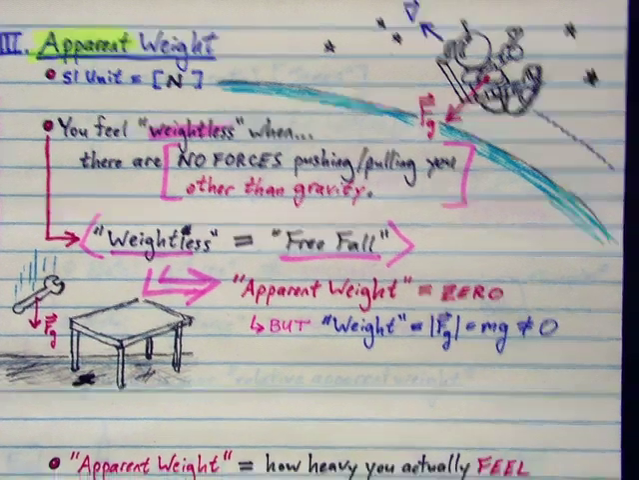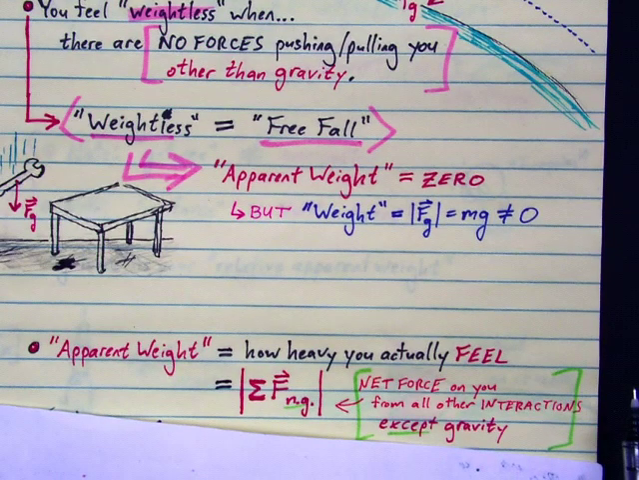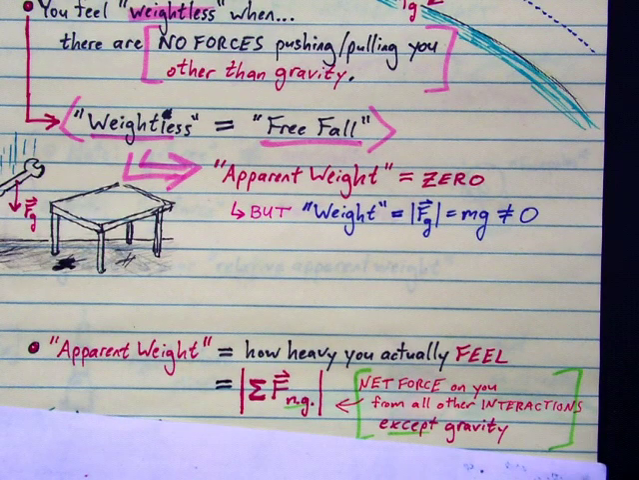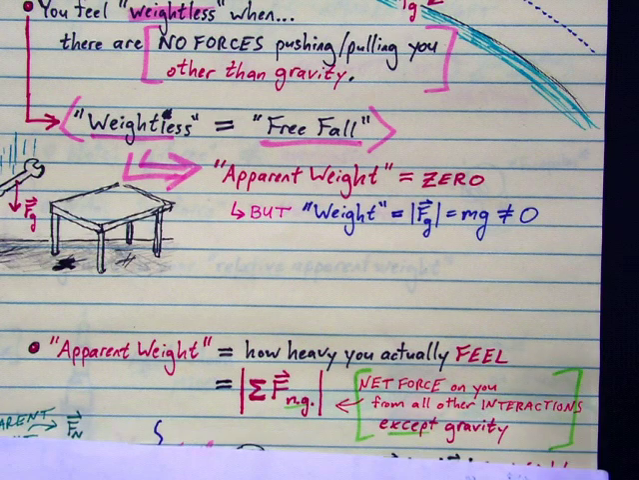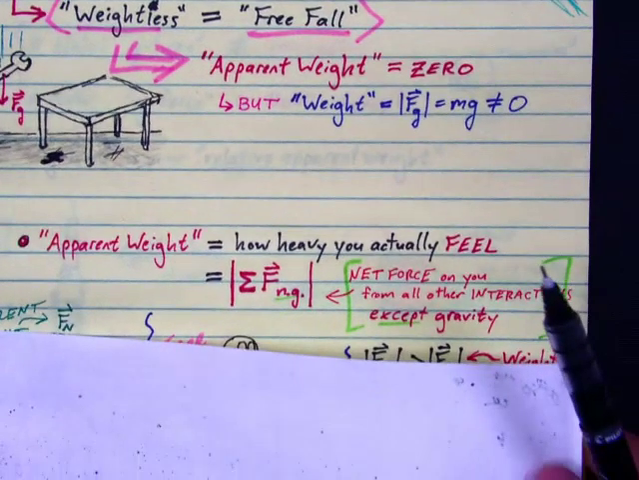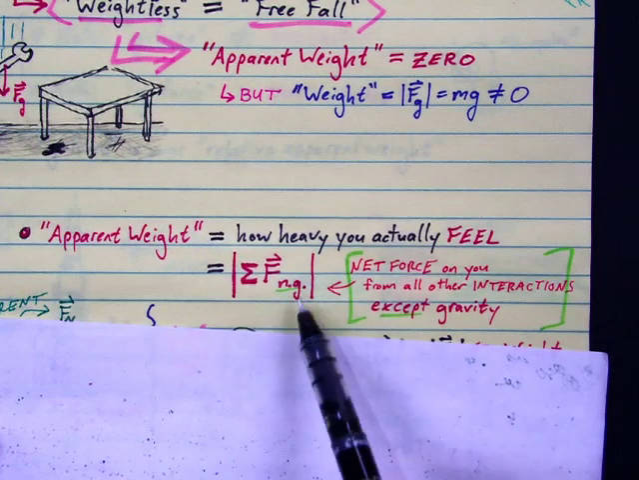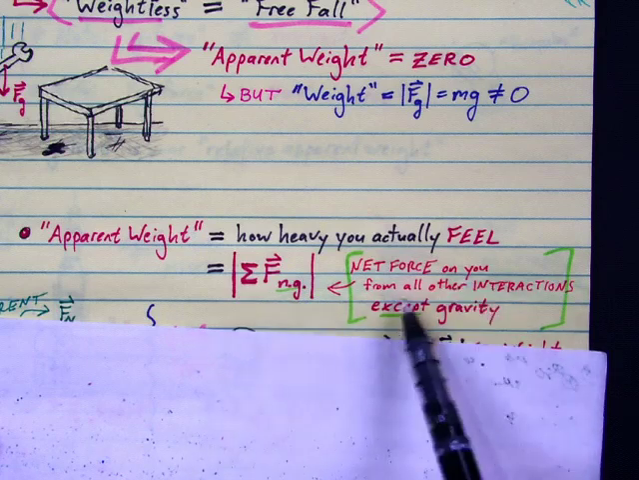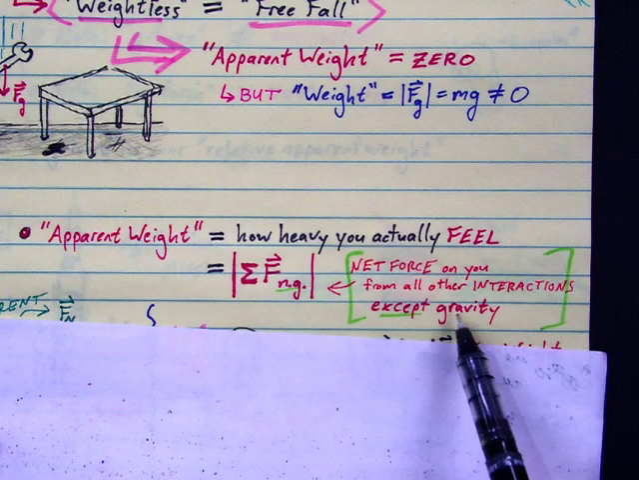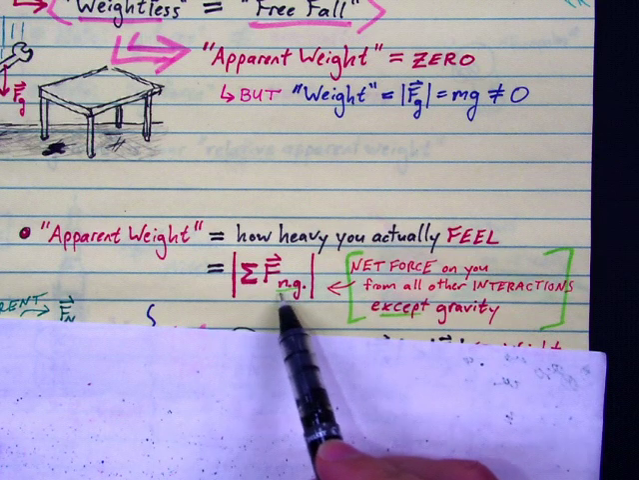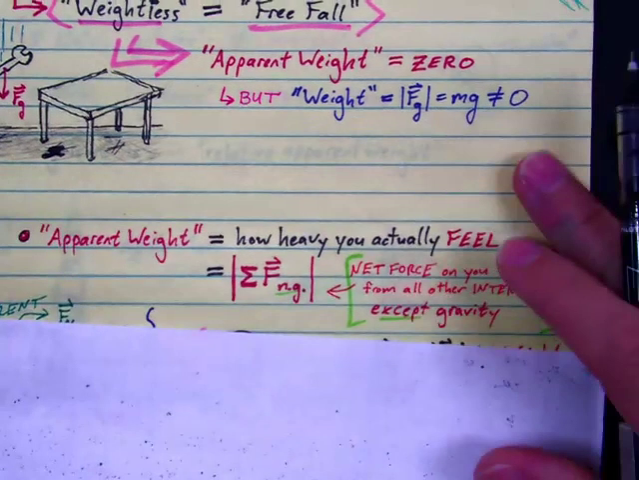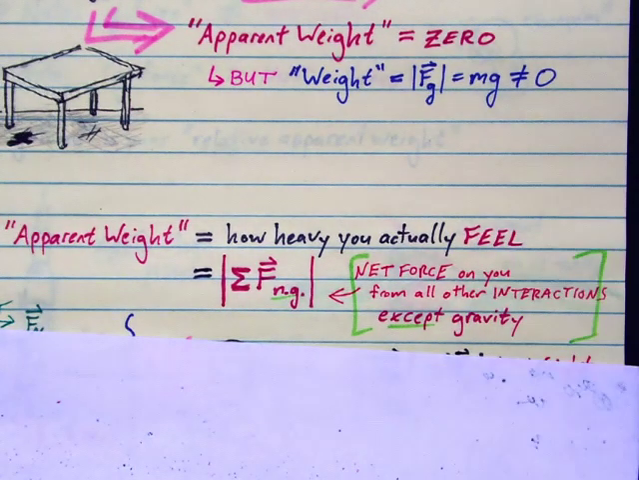So apparent weight, that's how heavy you feel. We need another concept to capture the difference between forces you feel and gravity, the one force you don't feel. So we call this concept the apparent weight. Your apparent weight at any given time is the magnitude of the net force from all other interactions except gravity, the net non-gravitational force acting on you.